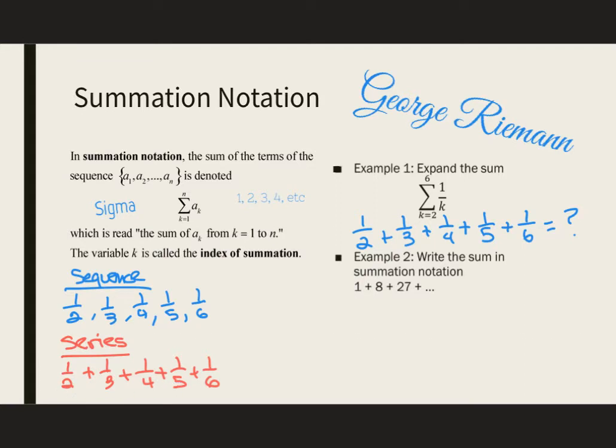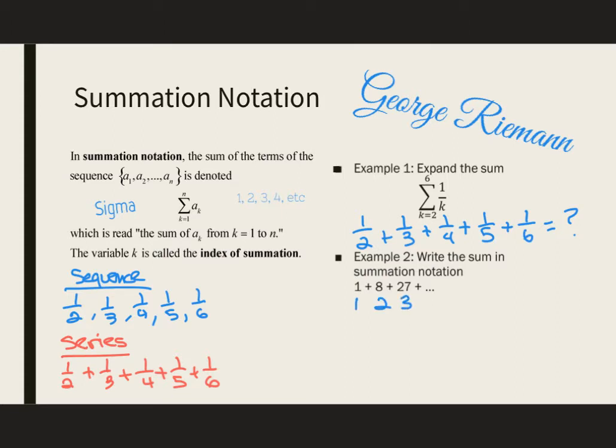Example 2, write the sum in summation notation. So what this sum is telling us is we're adding 1 and 8 and 27 and every number after that. So we could continue the sequence, find out what the next number is, and then add that number, which makes it a part of the series. Or we could just think about what these numbers are representing. So what I like to do is I like to write down what term number is each number, so each term. So this is term number 1, and term number 2, and term number 3.